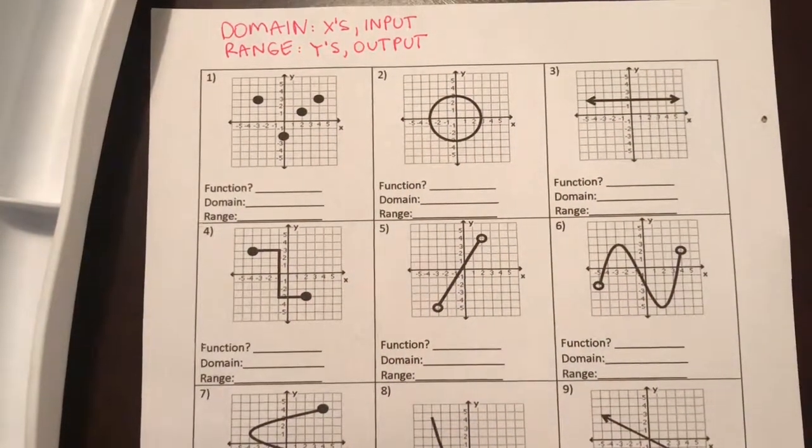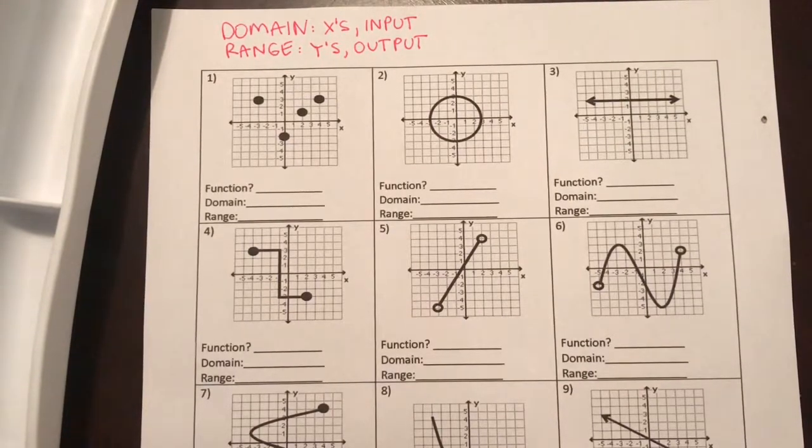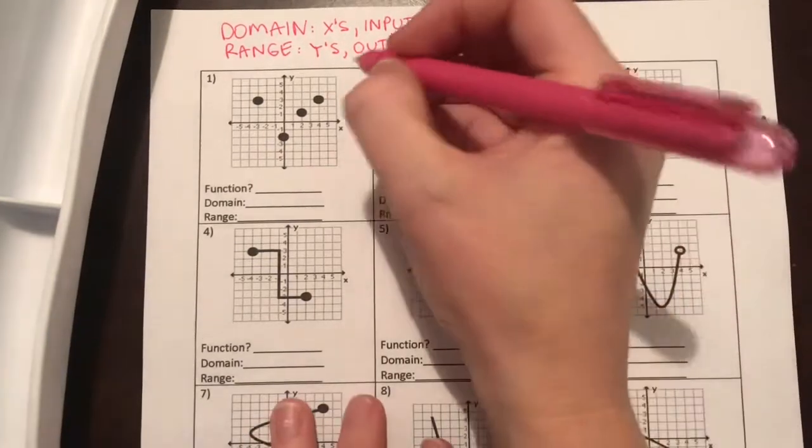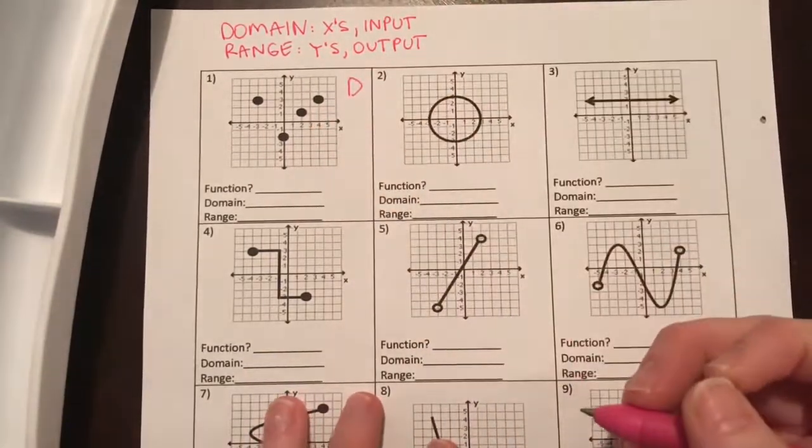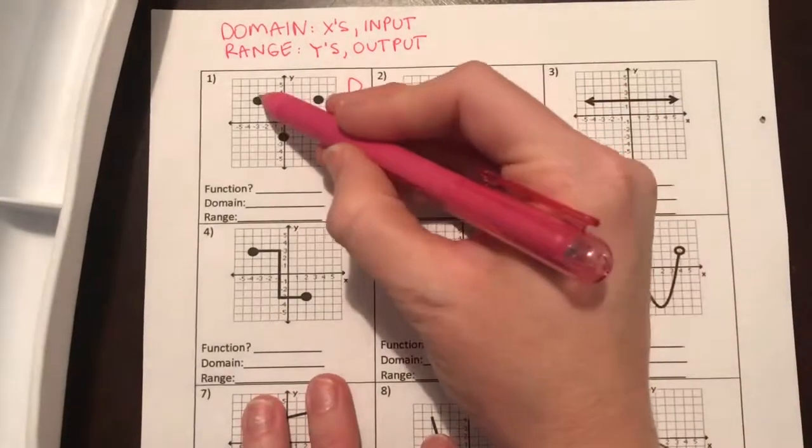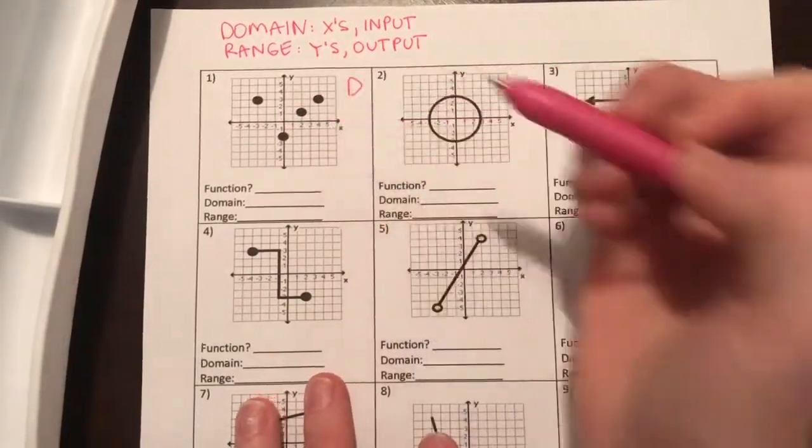So we have two different types of graphs that we are going to look at. We have discrete functions, and then we have continuous functions. Discrete functions are functions that are not connected. They are individual points. And if you look at number 1, that is a discrete function. And so if you notice, the individual points are not connected.